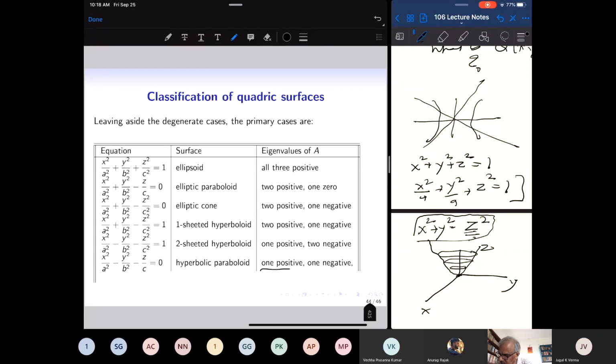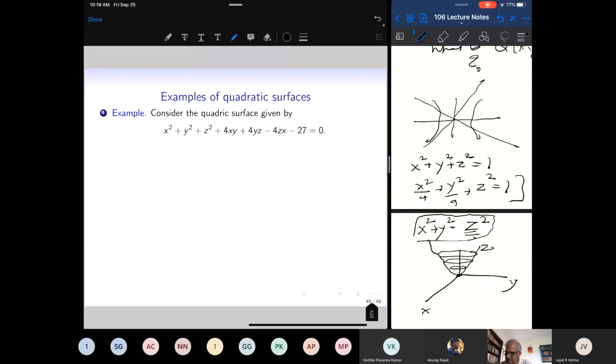When 1 is positive and 1 is negative and 1 is 0, then I don't get all 3 quadratic terms, I get a linear term, and this is a hyperbolic paraboloid. So 1, 2, 3, 4, but there are 6 non-degenerate cases, and there will be several degenerate cases where we don't get such shapes. So that is the classification of quadratic surfaces. Let us look at some examples.